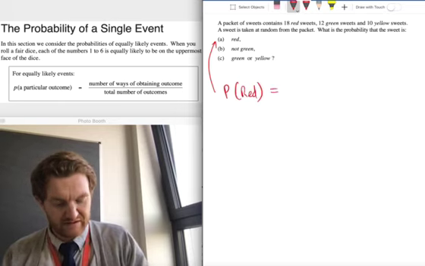Well, first of all, we need to know how many reds and how many total. So we know there's 18 reds. The total, 18 plus 12 plus 10 is 40. With probability, that's absolutely fine to leave it as 18 over 40. But if you are feeling a bit more exciting, you could say, well, I'm going to simplify it, divide it by 2, and 9 over 20 is also correct.